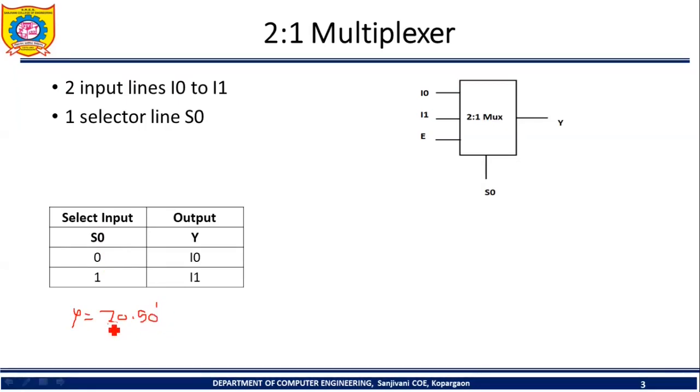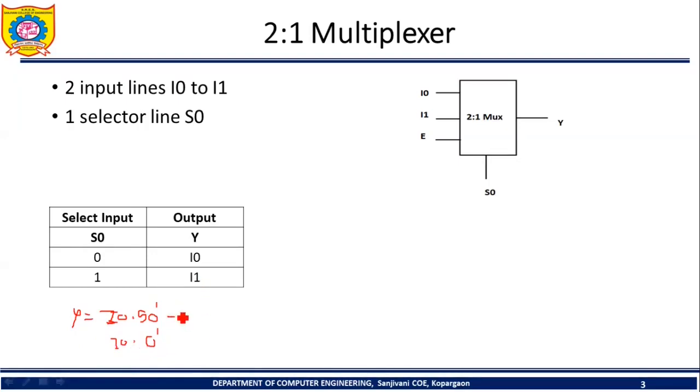Please try to understand this particular term. Here we have performed an AND operation between I0 and S0 prime. In this term, if S0 is 0, then 0 prime will be 1, so 1 dot I0. The AND operation will be performed between I0 and 1. What will be the result? The result will be I0, so the output will be I0. Are you getting it?